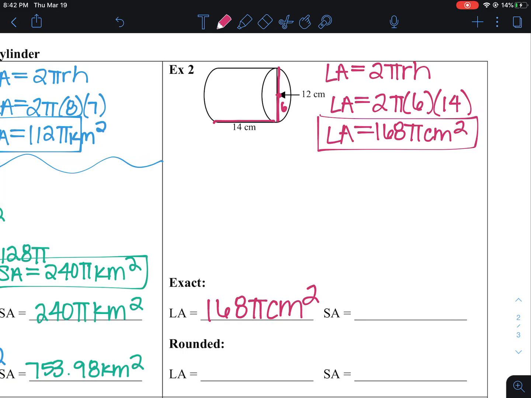So let's get the rounded for lateral area. 168 pi is 527.79. So 527.79 centimeters squared. Sorry, my handwriting is really bad if I don't zoom in, but anyways, hopefully you can read that. 527.79 centimeters squared. Okay, so that was lateral area.